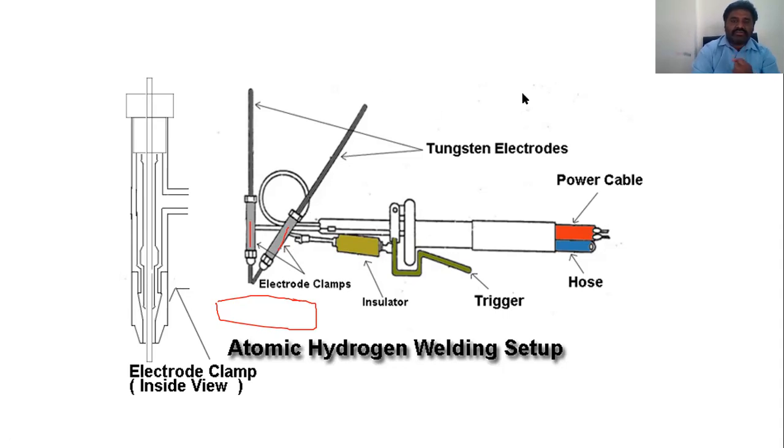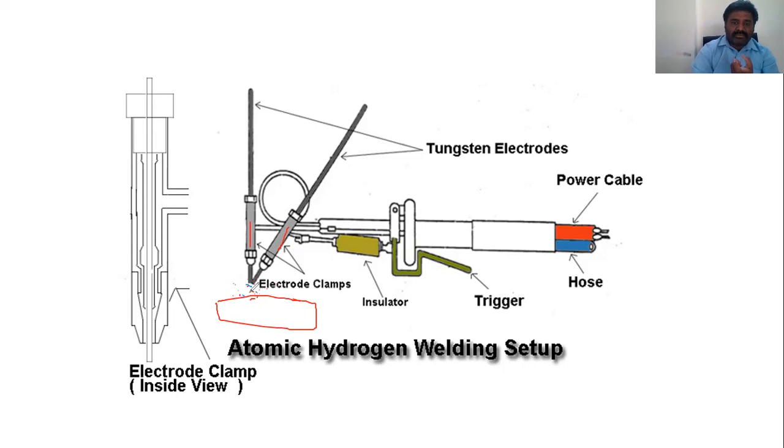Now, what is going on here? An arc is struck between these two tungsten electrodes. A tungsten electrode is a non-consumable electrode. Here, a stream of hydrogen passes through the arc region.